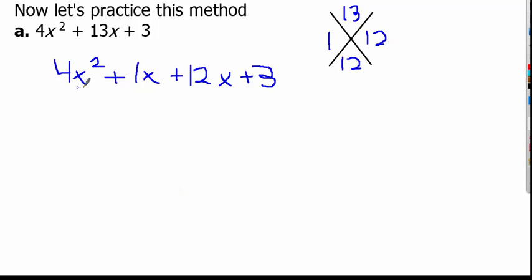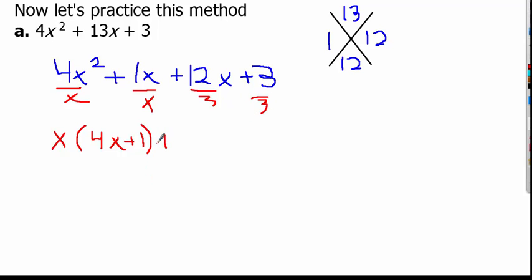Now, I split it into the first 2 terms. They are both divisible by x. So I put the x in front. That's going to give me 4x plus 1. These two are both divisible by 3. So I say plus 3. I did divide by a positive. This becomes 4x plus 1.